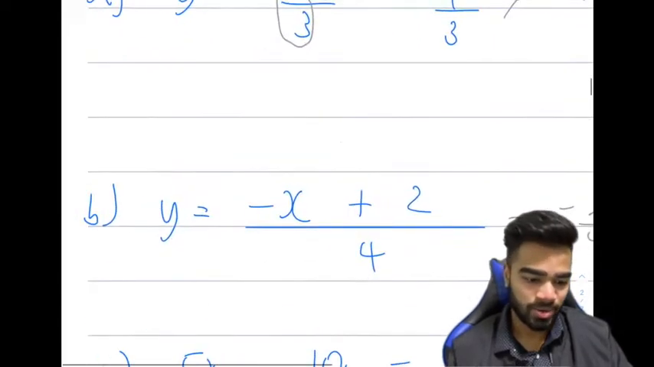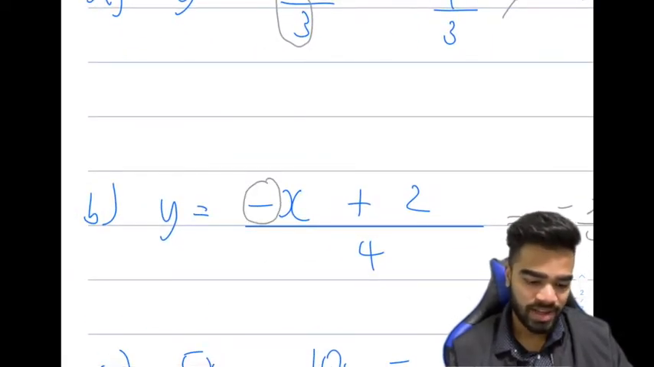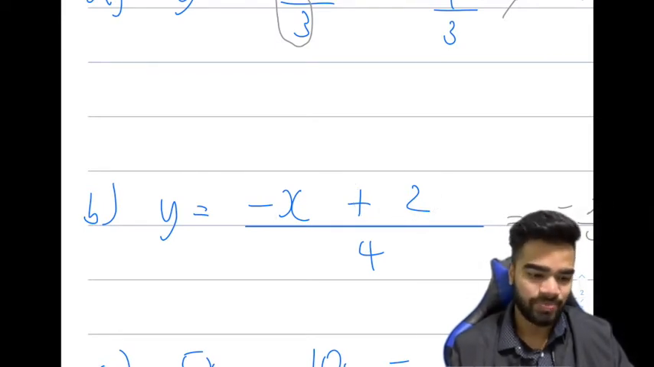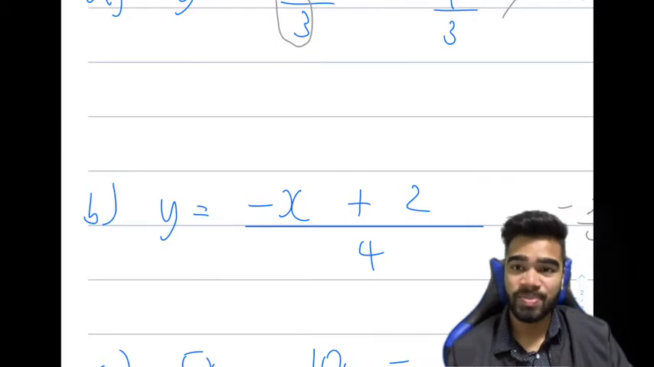All right, let's keep going. So obviously, you can't just say the gradient in this case is negative 1 because there's the implied 1 there. Or you can't just say the y-intercept is 2. You have to split up the fraction. Don't stress, because I've seen a lot of students make this mistake.